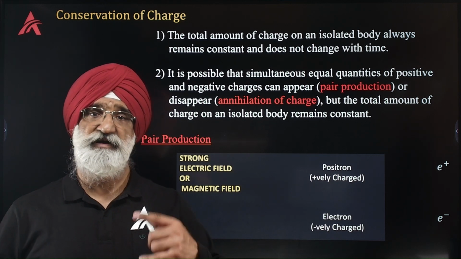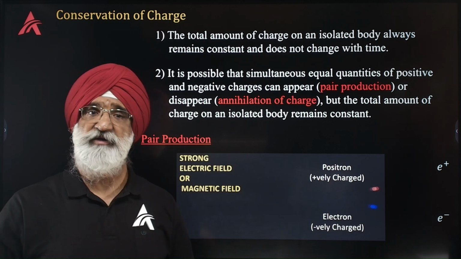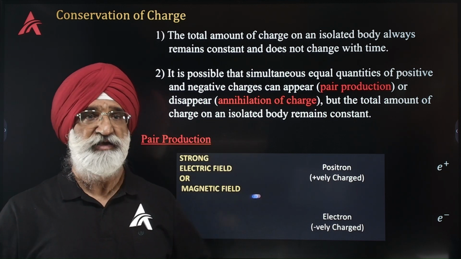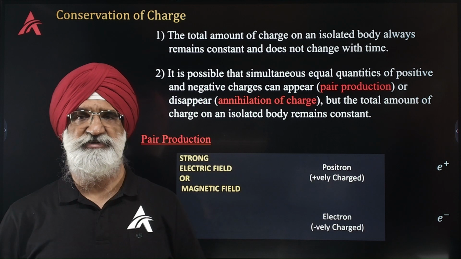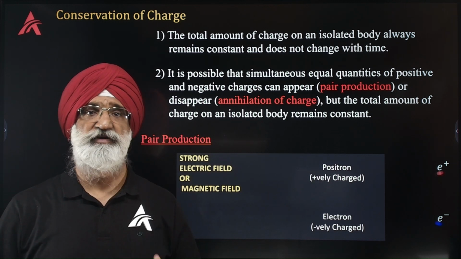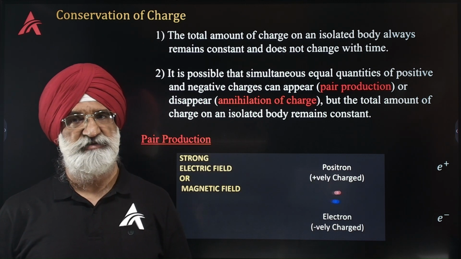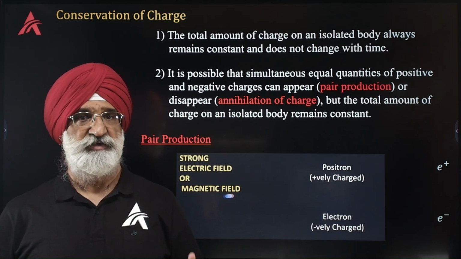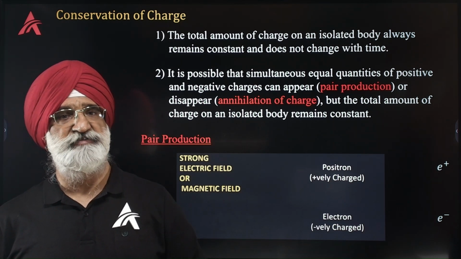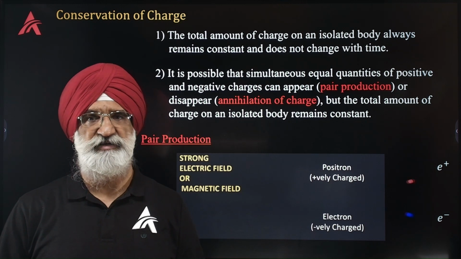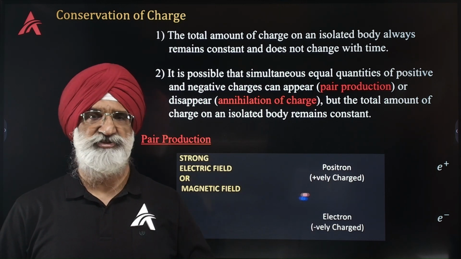Conversely, when a negatively charged electron and a positively charged positron combine under special conditions, they get converted to neutral gamma rays. This process, in which positive and negative charges disappear simultaneously, is known as annihilation of charge.